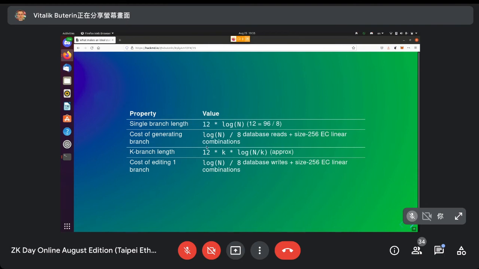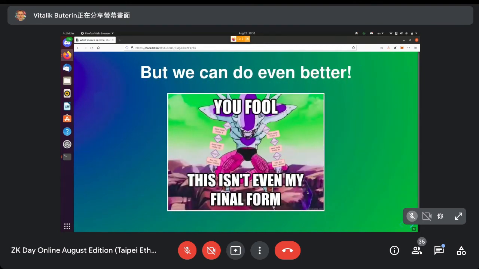And also, the cost of generating a branch does go up a bit because we have to do some extra elliptic curve work. The cost of editing values goes up a bit because we have to do a bit of elliptic curve work. This is all instead of doing hashing. Elliptic curve work tends to be more computationally complex than hashing. But it's not that bad, and we have managed to decrease proof sizes. But we can go further, right?